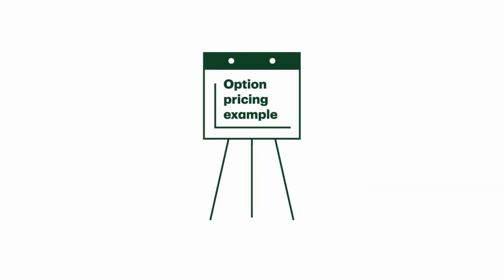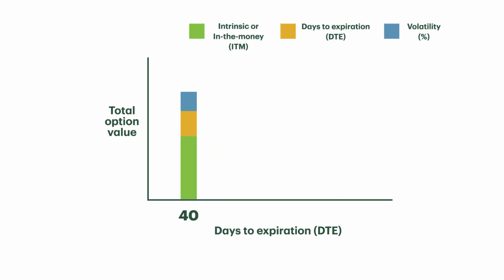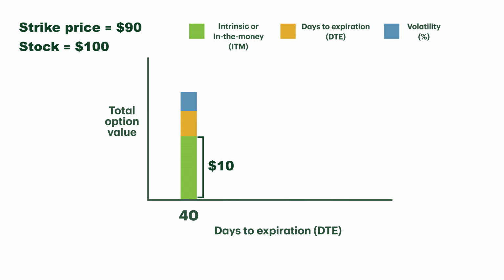But let's look at another option pricing example using a chart to see how this relationship works in broad strokes. Along the x-axis, we have the option's days to expiration, and along the y-axis, the option's total value. Let's say we have a call option with a strike price of $90, and the underlying stock is currently trading at $100 per share. The first bar on the left shows the option's intrinsic value of $10, the difference between the stock's current price and the strike price, along with its extrinsic value, which is made up of its 40 days to expiration and its volatility of 30%.